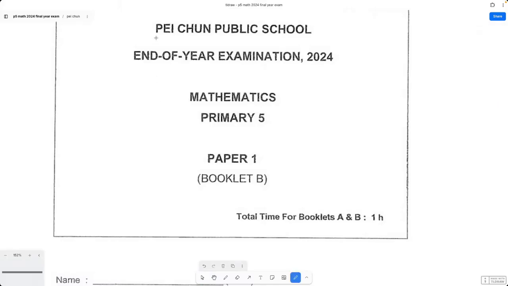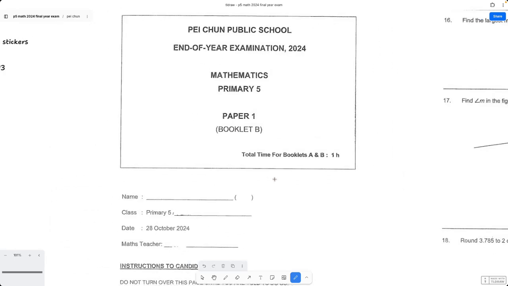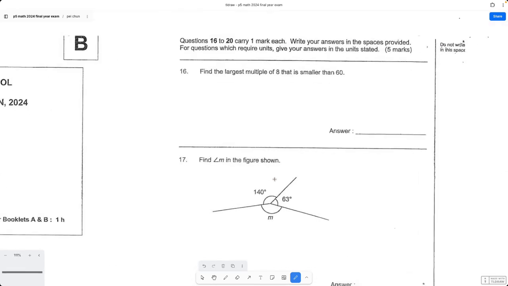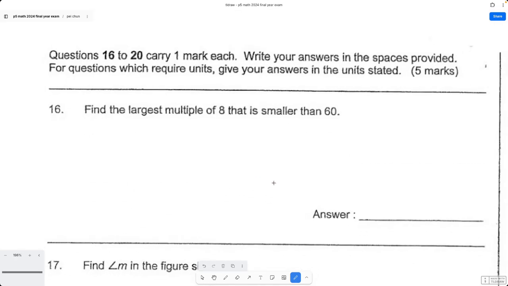In this video, we're going to go through the Chung Public School End of Year Examination 2024 Mathematics Primary 5 Paper 1 Booklet B. So let's get started on the next question. Question number 16.